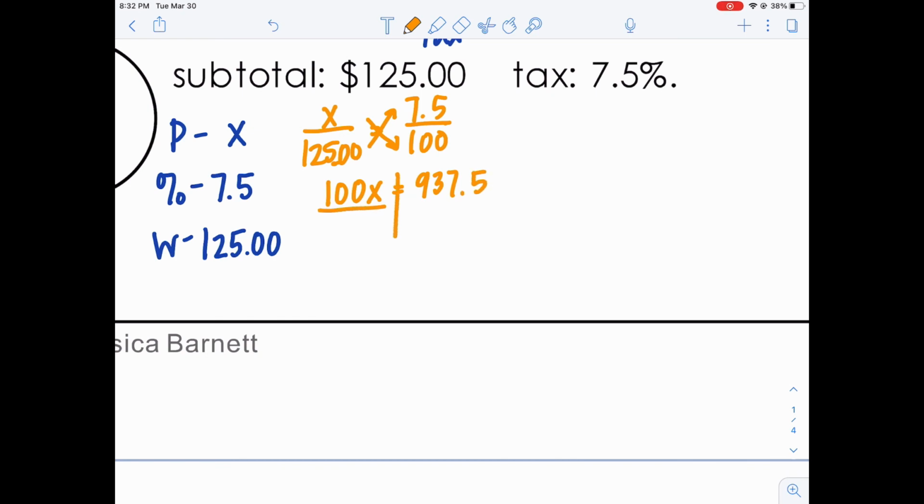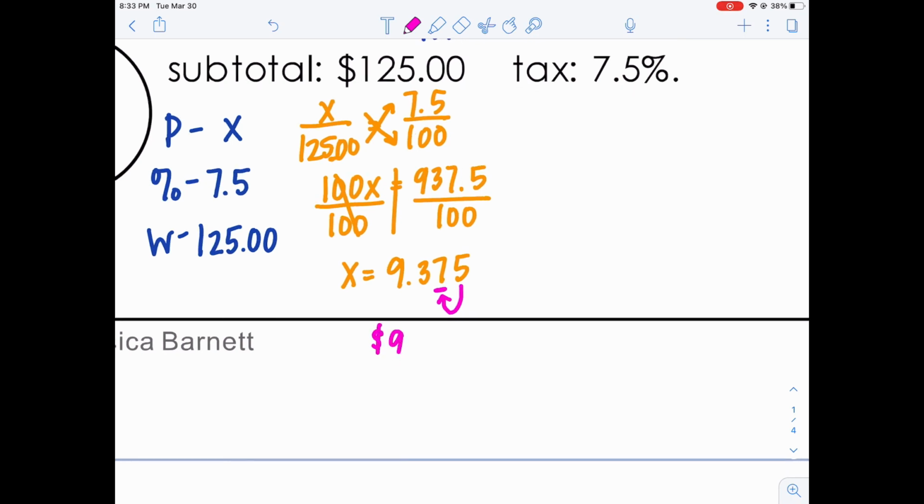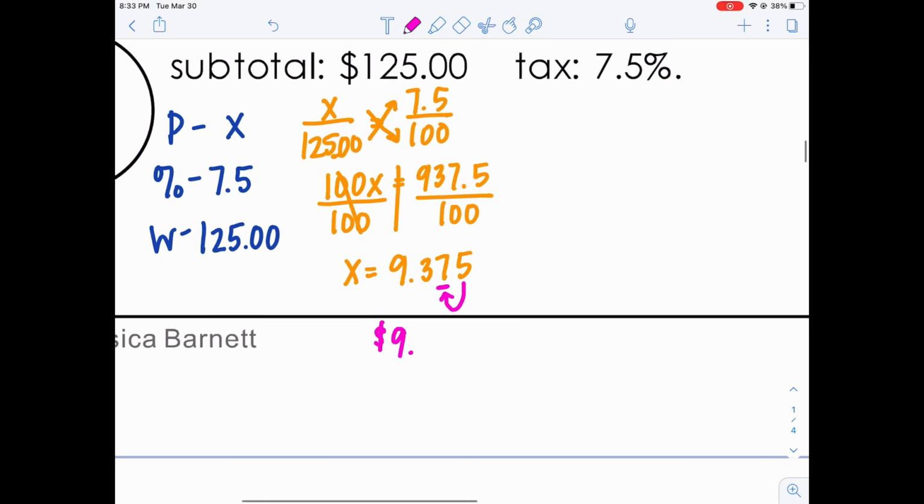Solving this, I'm going to divide both sides by 100. And I am left with X equals 9.375. It's money, so I have to round it to two decimal places. The 7 is in the second decimal place. So using the 5 to round, the 5 tells the 7 to round up to an 8. So this means my tax is $9.38.